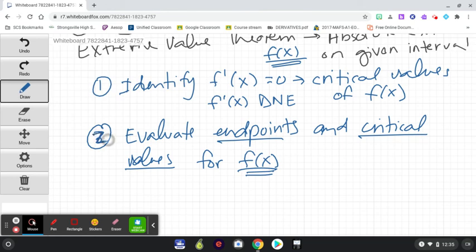Oops, I wrote 2 instead of 3 there. All right, third step, make sure you go back and answer the question. Sometimes they want an x value as the answer, and sometimes they want a y value as the answer. And so you just want to make sure that you are giving them what they are asking for.